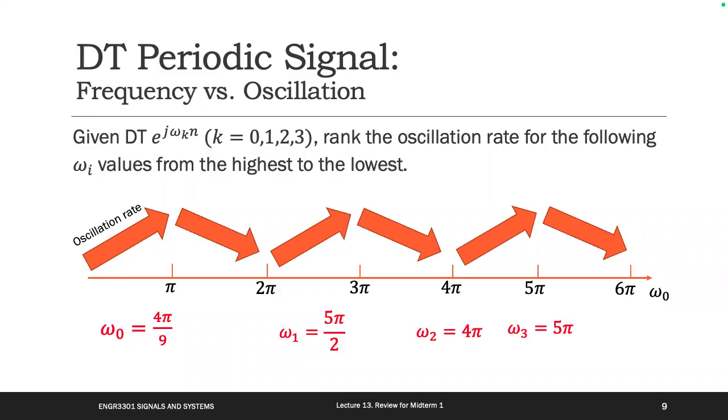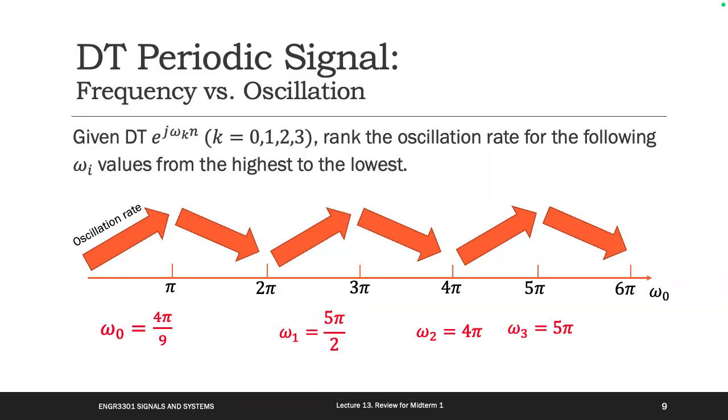Yeah, this is the oscillation rate. Yeah, 5 pi is the highest because 5 pi is exactly equal to this one, right? Which one is the lowest? Yeah, 4 pi is the lowest. And which one is the middle? This one. Let me compare this one. Which means this one is half, right? Half to this one, and this one is small. It's greater than half. The distance is greater than half, right?